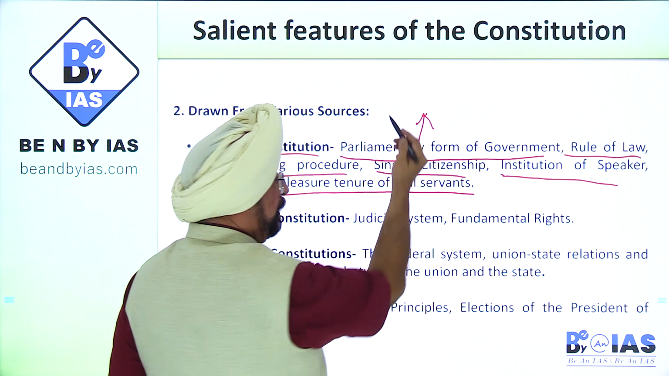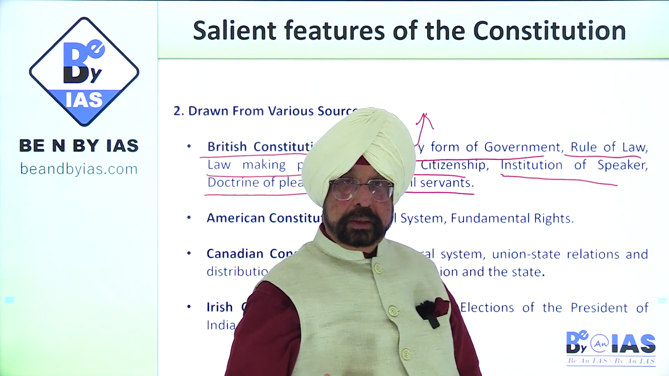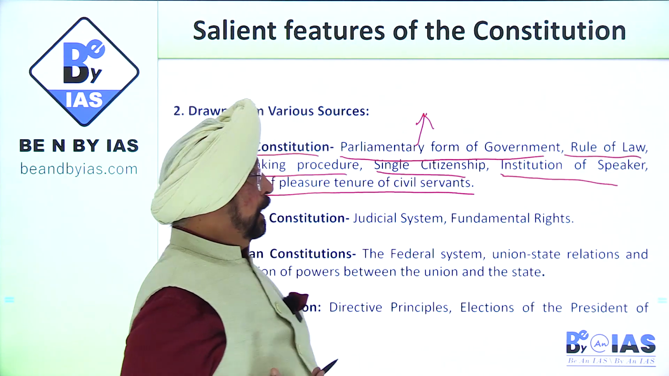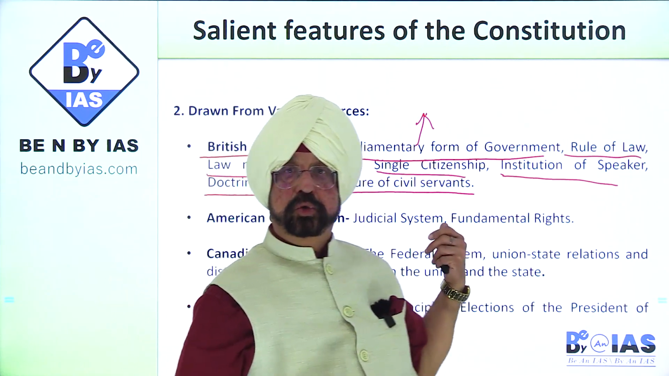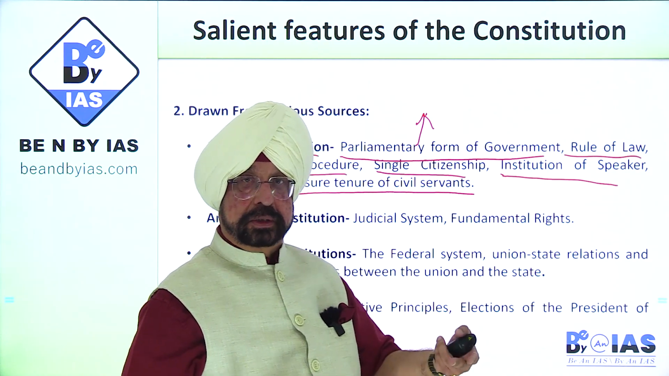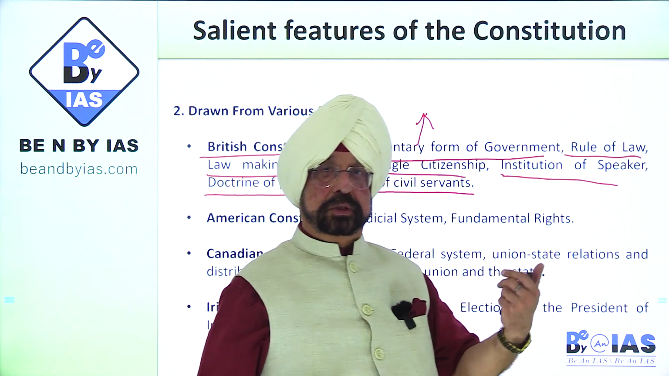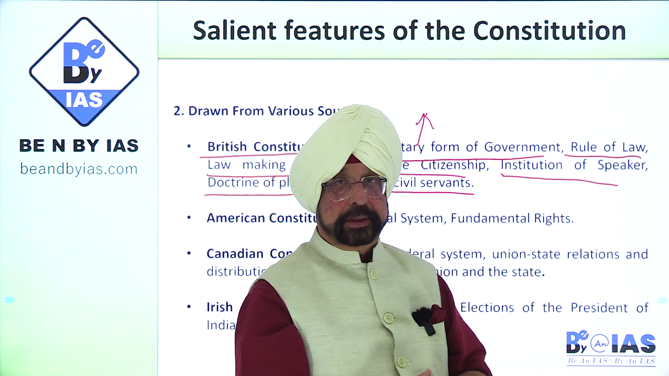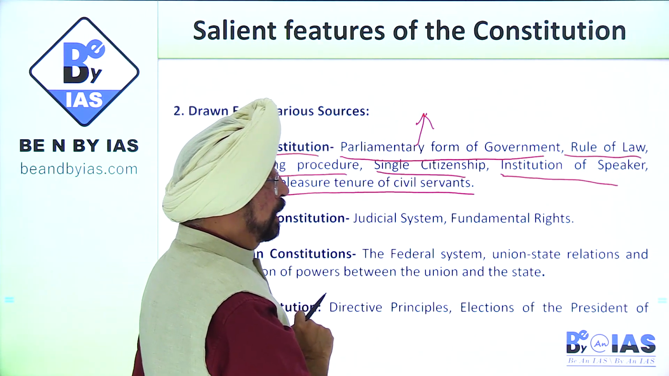That means we have a parliament consisting of two houses, the Lok Sabha and Rajya Sabha. Like in UK, we have House of Commons and House of Lords. House of Commons is like our Lok Sabha and House of Lords is like our Rajya Sabha. So that format we have adopted. Okay, so we have a parliamentary form of government.